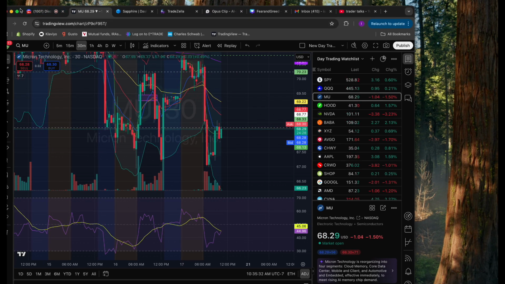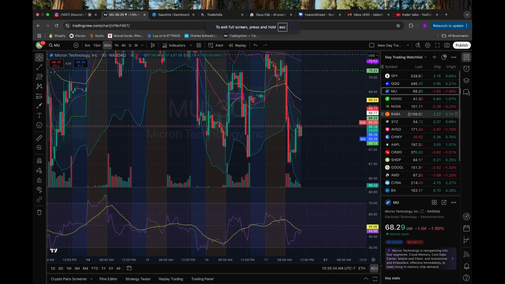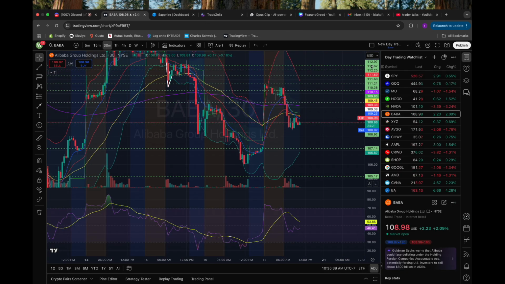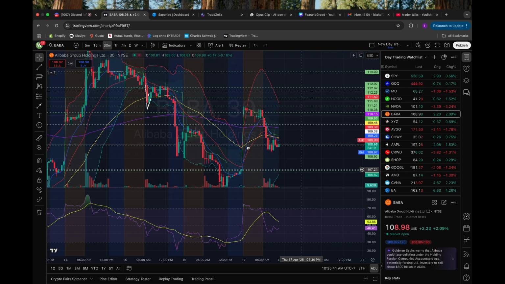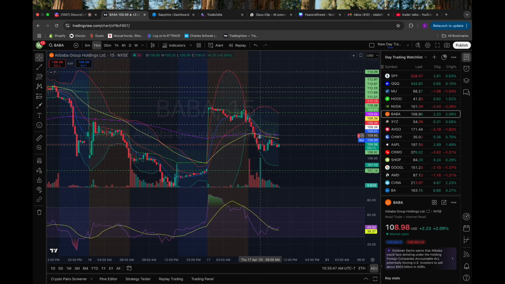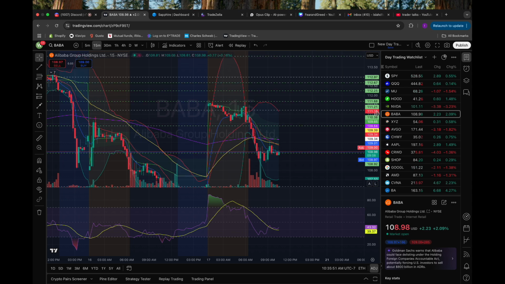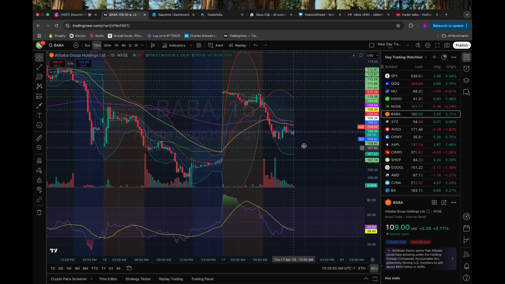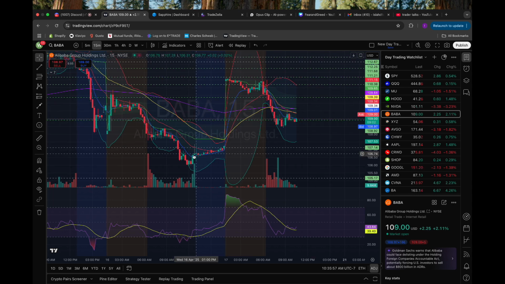Now, today I got into Alibaba and I called Alibaba, right? I got into Alibaba off the 15-minute, slightly later in the trade, okay? But nonetheless, it was a good trade. So yesterday, Alibaba closed right here. Alibaba closed right here at 106.74. That's where it closed at, okay?